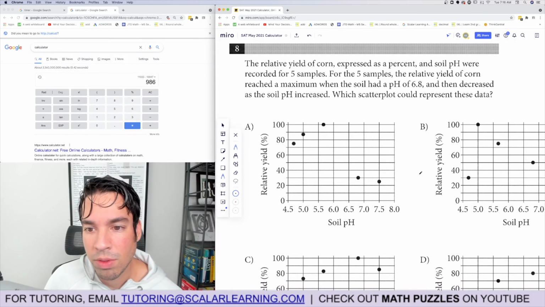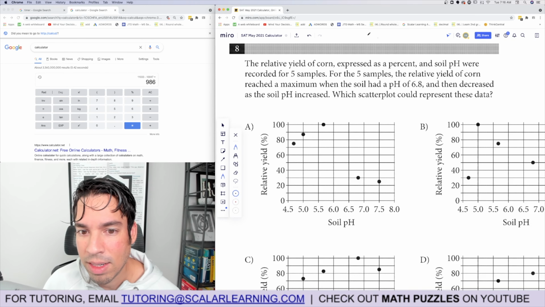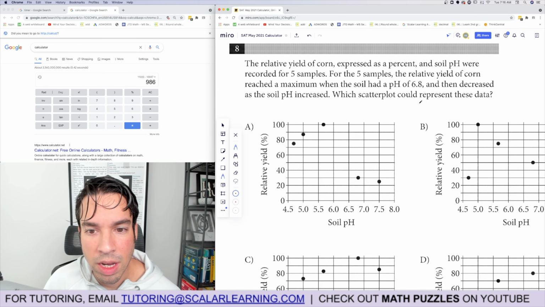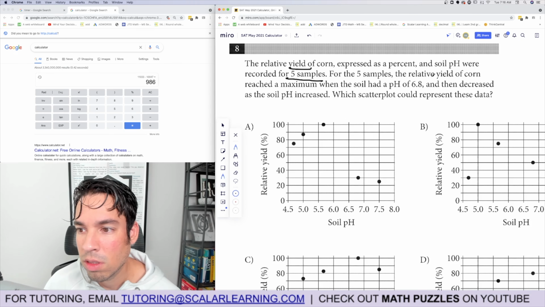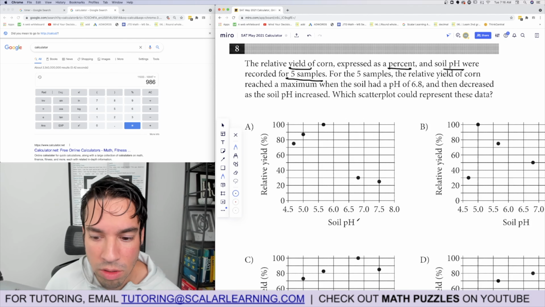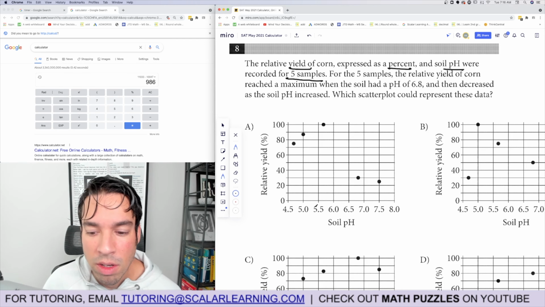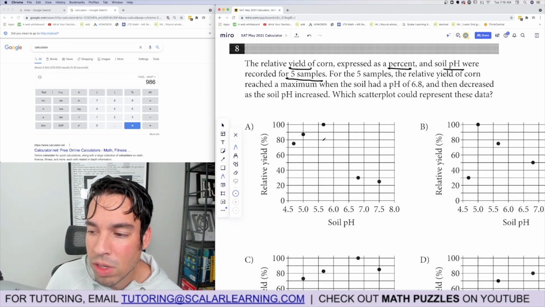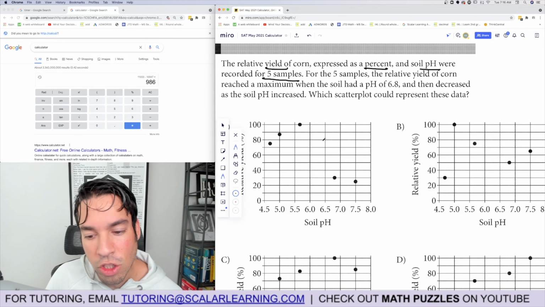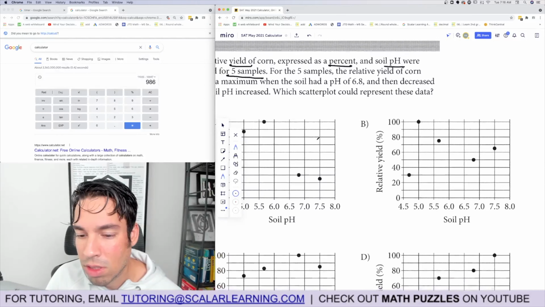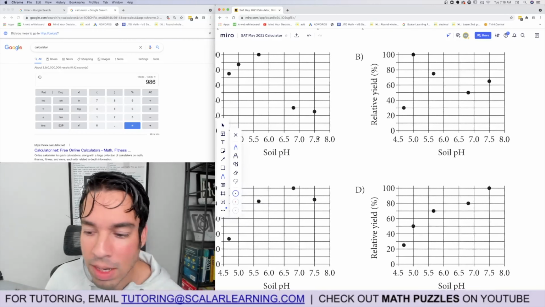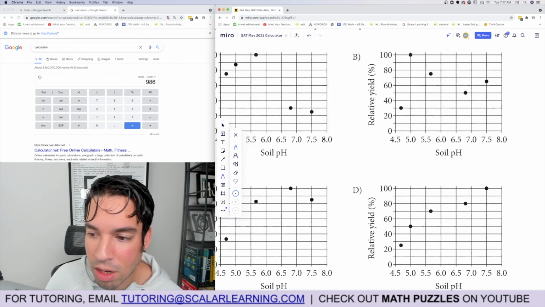Number 8, the relative yield of corn expressed as a percent and soil pH were recorded for 5 samples. So there's yield, there's pH. Notice again, I'm really taking my time to understand the graph. So it's like, hey, the pH relative to the yield. To some degree, it's looking like lower pH maybe has a higher yield, although maybe not necessarily. And these ones, the higher pH, the higher yield, right?